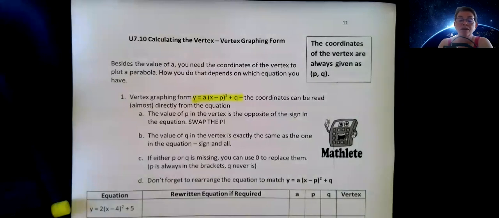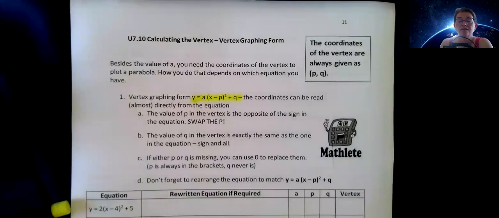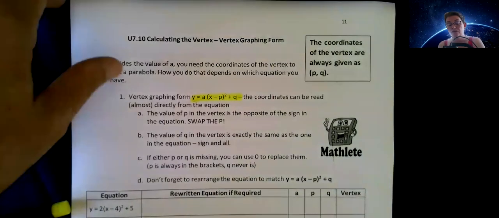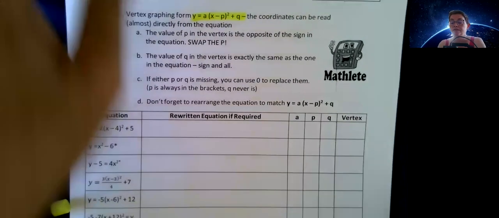You swap the p, and the value of q in the vertex is exactly the one that's found in your equation. Take the sign down, everything exactly the way it is. If either p or q is missing, then replace it with a 0. And the other thing is, don't ever forget to rearrange the equation if you need to. Okay, which is a very long-winded explanation. Let's just do it, and you're going to find this is super easy.